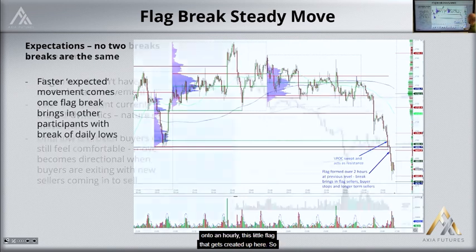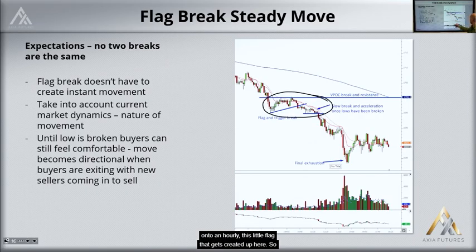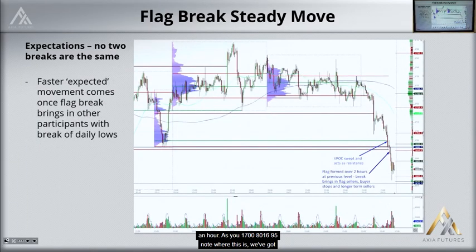This little flag that gets created up here, so around about the 1700 to 1695 area in gold, plays out here on an hourly. There's your 1700, there's your 1695. Note where this is. We've got just through the lows of a previous day, the most recent low. All of a sudden now, this simple 5-minute flag takes on so much more strength because this is now a way of playing the break of a significant daily low, the chance for the continuation, so that anybody who's been buying down here previously now is a little bit trapped and they're going to get forced out of positions. This is also going to bring in new sellers.